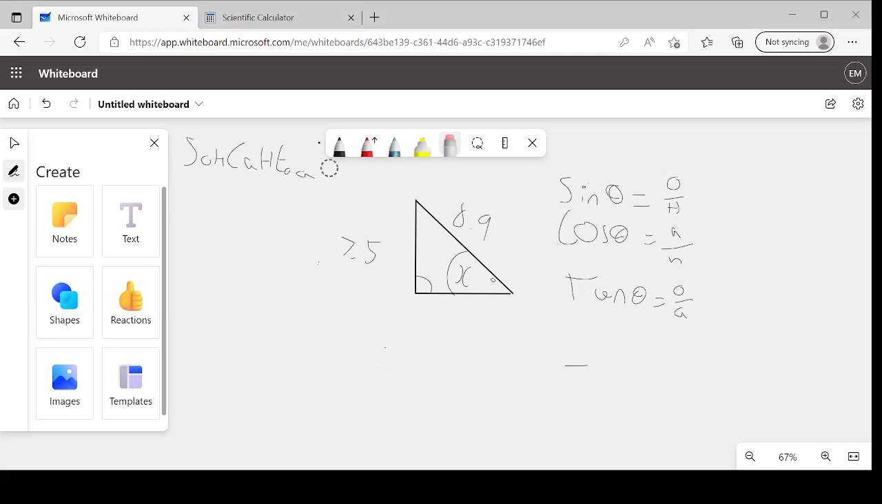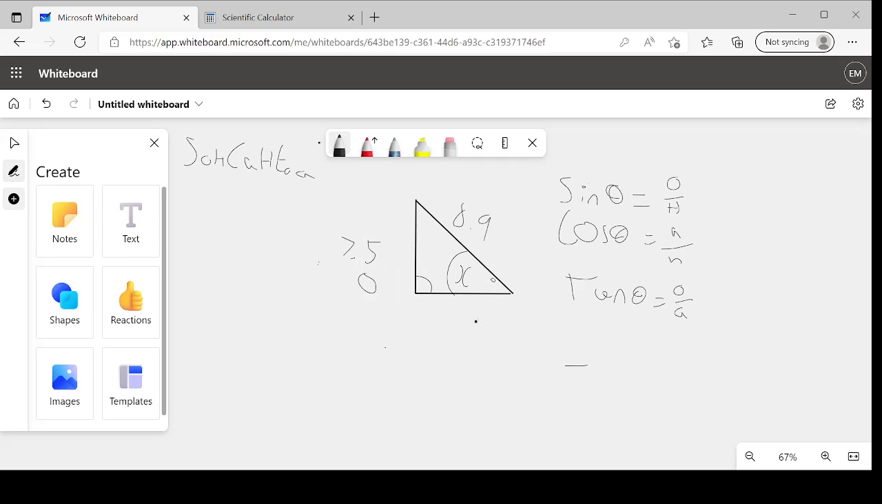Today we're going to be doing trigonometry with two sides and an unknown angle. So let's get straight into it. First we're going to label the sides. If you want to know how to do this, just check my video in the description below on how to do trigonometry with one angle and one side.